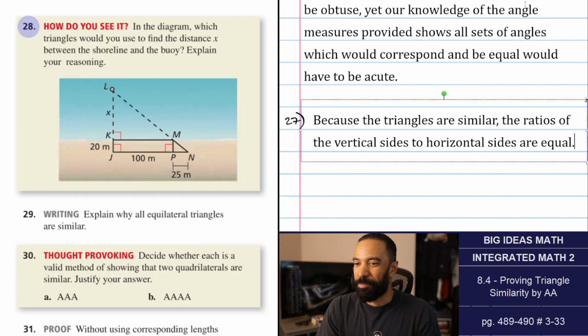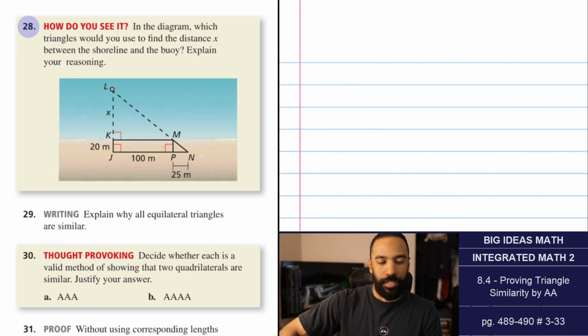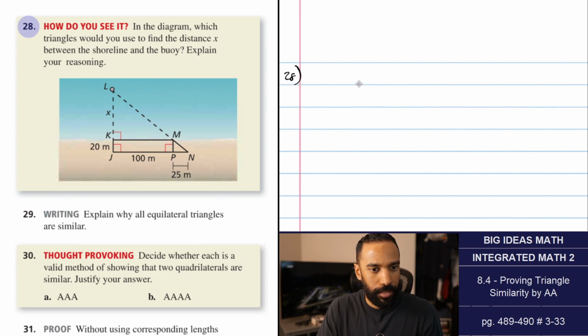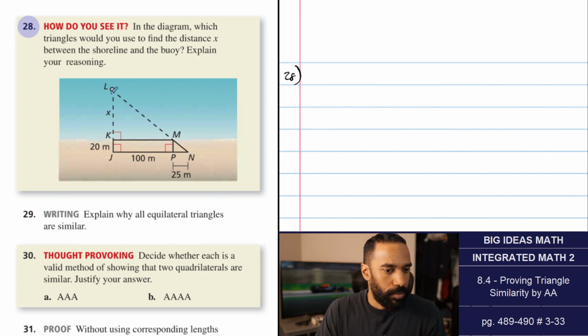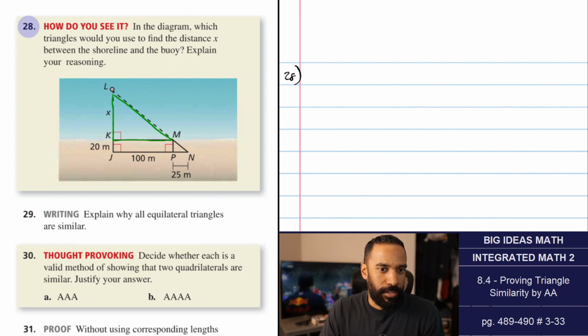Okay. Number 28. How do you see it? In the diagram, which triangles would you use to find the distance x between the shoreline and the buoy? Explain your reasoning. So I want to find x. Let's see. So clearly I want to use this triangle, LKM. And I'll use this guy right here, this LJN.